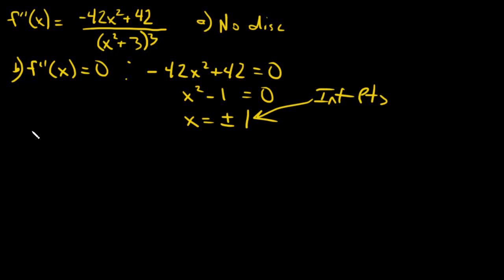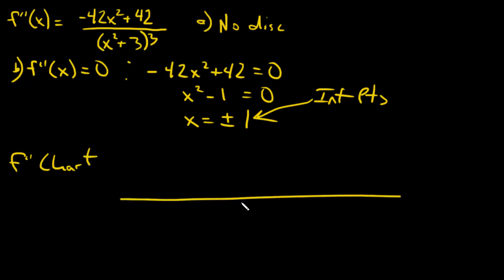So let me turn the page. Alrighty. So we've got our f double prime chart. So going to have one location at x equals -1, another location at x equals +1. So I need a test value that is less than -1. How about -2? x equals -2.